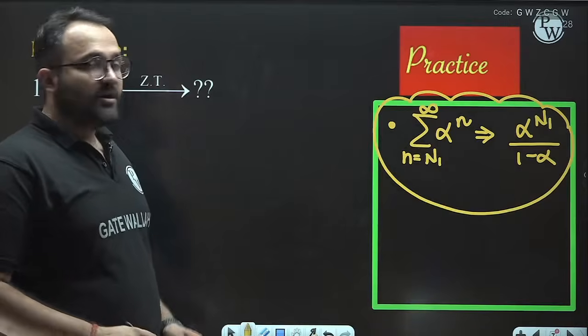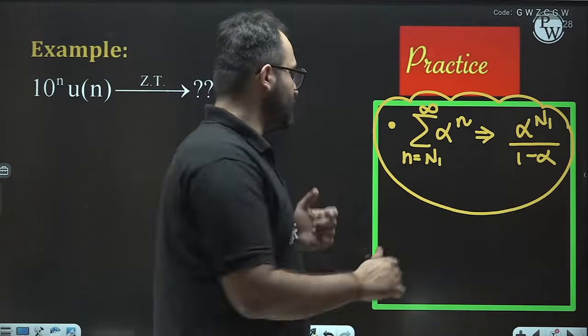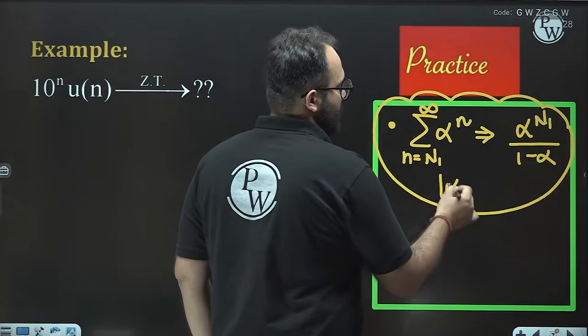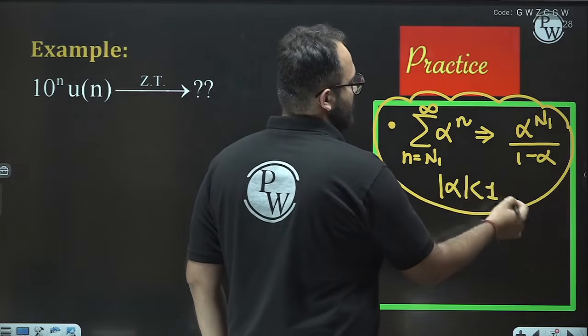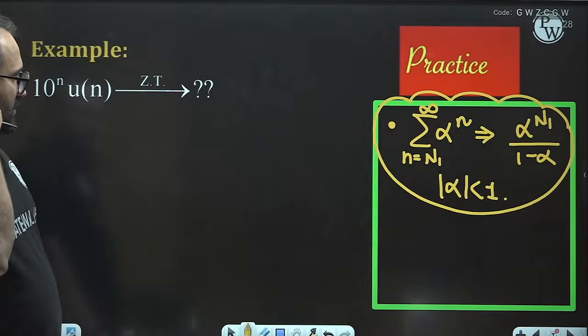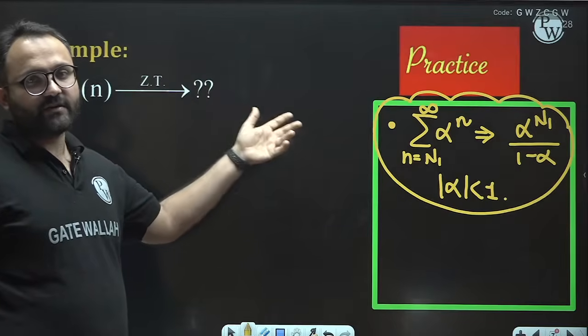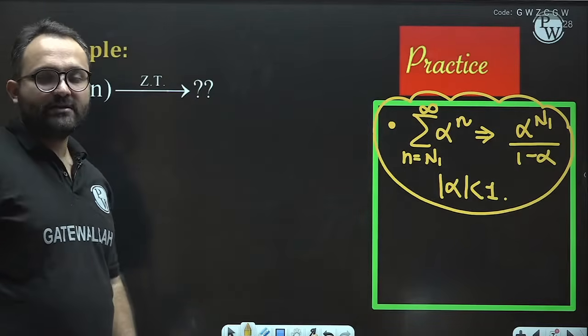This is the formula. But the condition here is that the magnitude of alpha should be less than 1. Magnitude of alpha should be less than 1. Okay, so this is the important condition here. Now let us apply that condition while finding the Z transform. This condition is very useful while finding the Z transform.